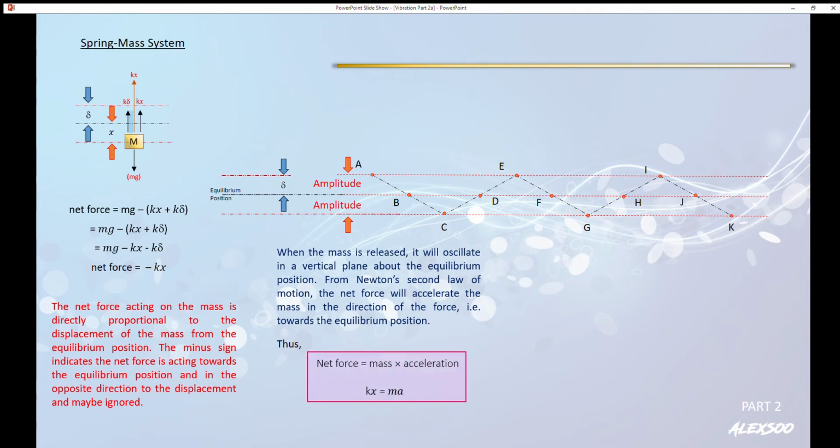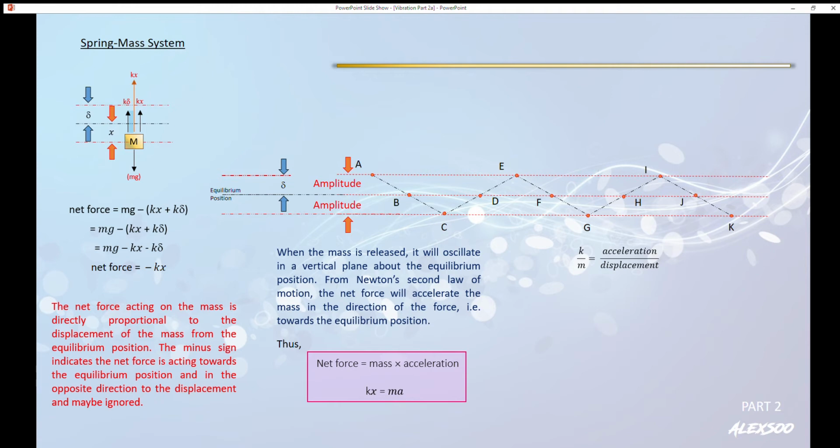So you have net force equals mass times acceleration, based on Newton's second law. So you have kx equals ma. ma is the net force, and kx refers to the restoring force of the spring, which is acting upwards. When we manipulate kx equals ma, we have a formula of k over m equals acceleration over displacement.